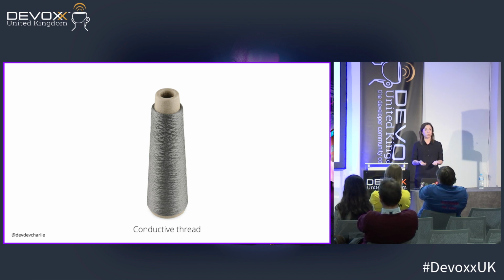If you think about normal thread that is in your clothes, basically it is thread that is mixed with stainless steel strands, and stainless steel is conductive. So mixing the thread with stainless steel makes the thread conductive. And what is really cool about this is that as it is conductive, you can use it to create circuits.